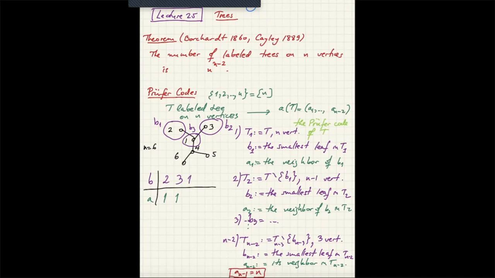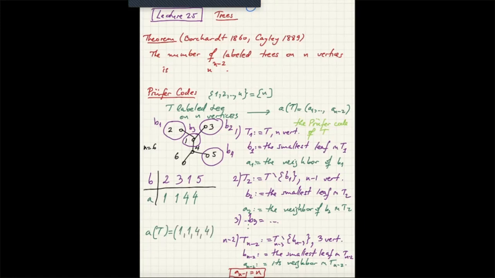So we put the 1 there, and its neighbor is 4, and it goes on like this for n minus 2 steps. So in this case, n equals 6. So we have 4 steps. In the last step, the leaf is 5. So that's B4. And the neighbor adjacent to it is 4, I'm sorry, it's 4. And so the tree T is encoded by this 4-tuple, which is 1, 1, 4, 4.